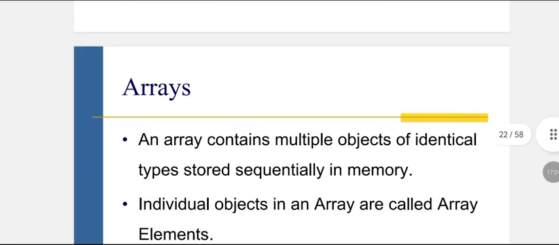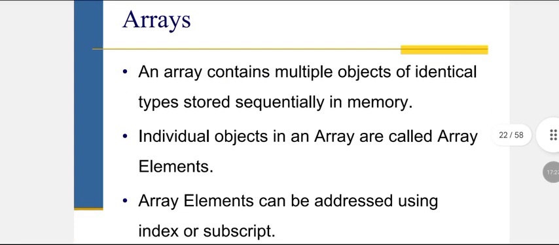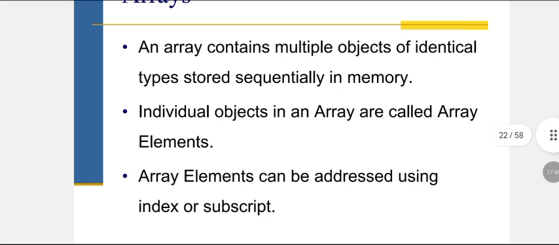Now we move on to arrays. Now, an array contains multiple objects of identical type stored sequentially in memory. Now we have the individual objects in an array are called the array element or element.